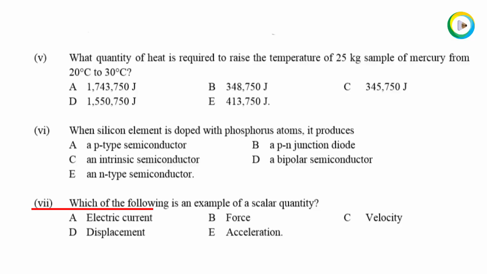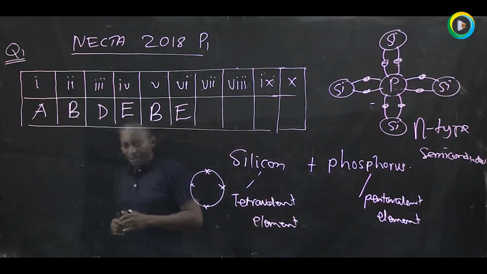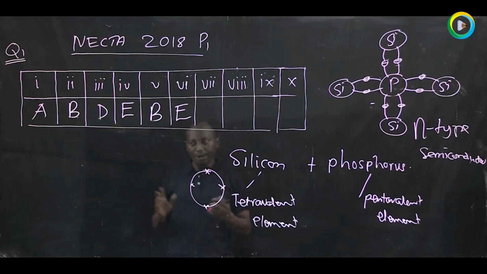Roman 7. Which of the following is an example of a scalar quantity? Scalar quantity. First of all, lazima tujue scalar quantity ndio quantity gani. A scalar quantity is a physical quantity having magnitude only, no direction.